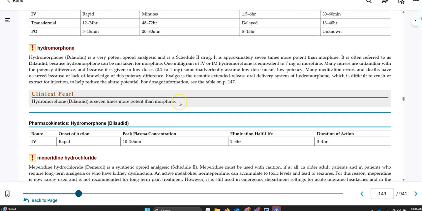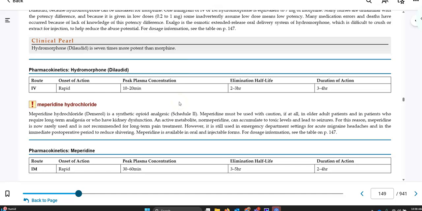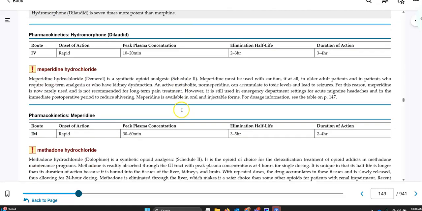Methadone hydrochloride is our next one, which is Demerol. So methadone hydrochloride, we can use this one to detox our opioid addicts, and we can also use it post-surgery for pain relief. It may cause dysrhythmias, so on this one, in addition to monitoring their respiratory status, I'm going to monitor their heart rate also.